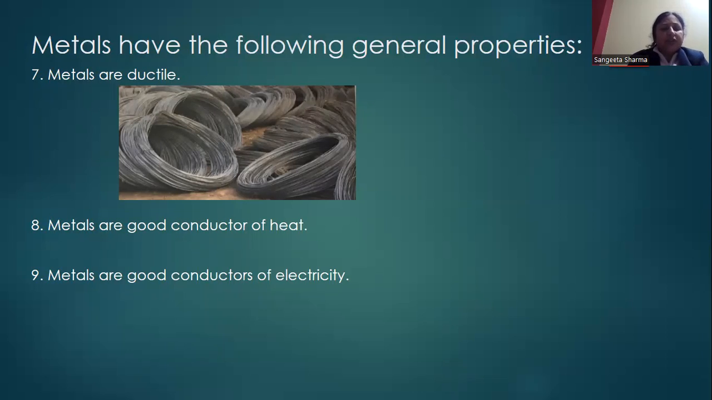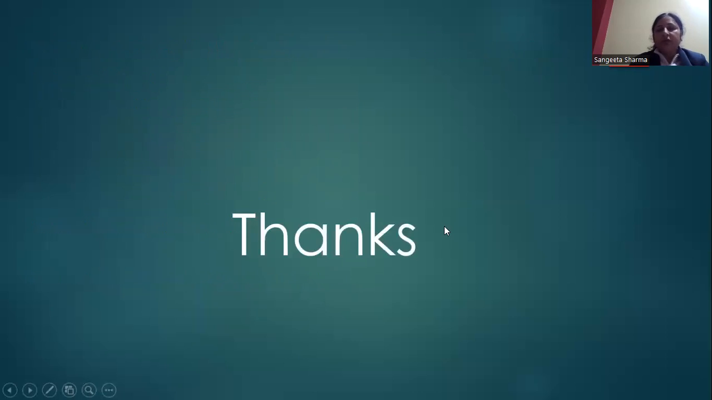You cannot use nylon or jute ropes for electric transmission because nylon and jute are bad conductors of electricity. So in place of these, we generally use metals for electricity.